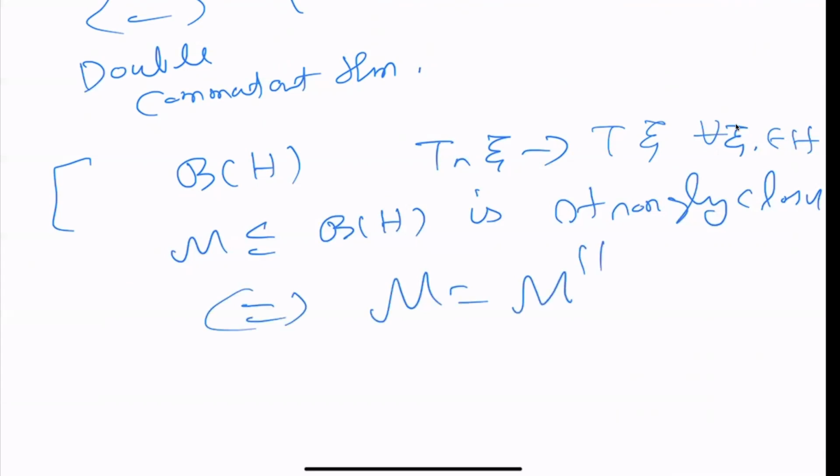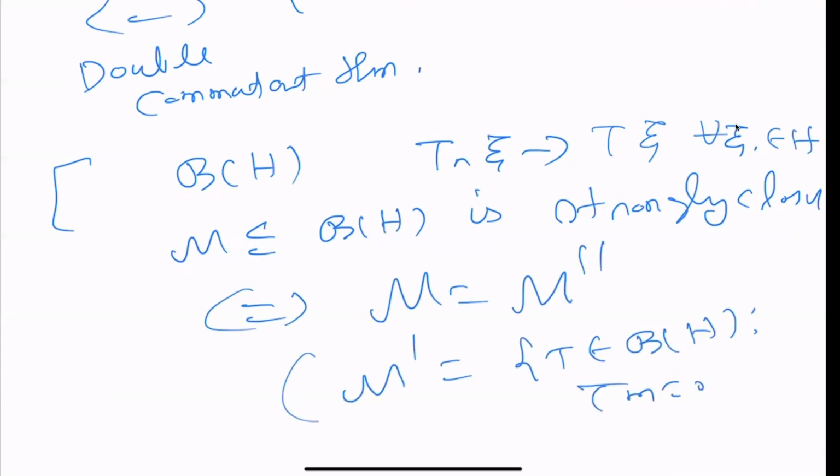By commutant, I mean M commutant is equal to all those operators T in B of H such that Tm equals mT for all m in M. If we have an M, which is an algebra, then the commutant is all operators which commute with all of M. The double commutant is the commutant of the commutant. So if M is equal to its double commutant, that is equivalent to saying M is strongly closed.